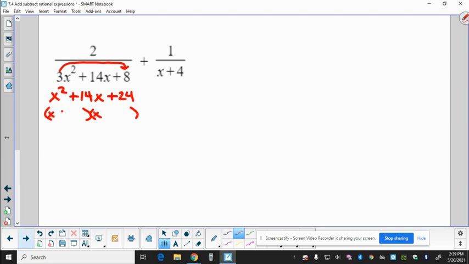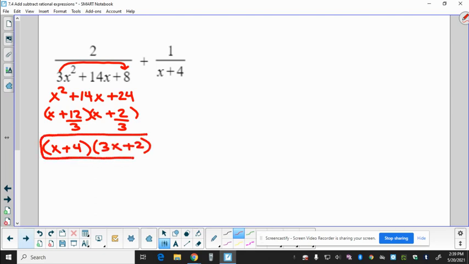Oh, let's see here. How about 12 and 2? And I got to divide those by 3 since I slid the 3. Eventually we get down to our factors here. All right, so there's the factor that takes the place of this. And let's see, I see another common one right here.